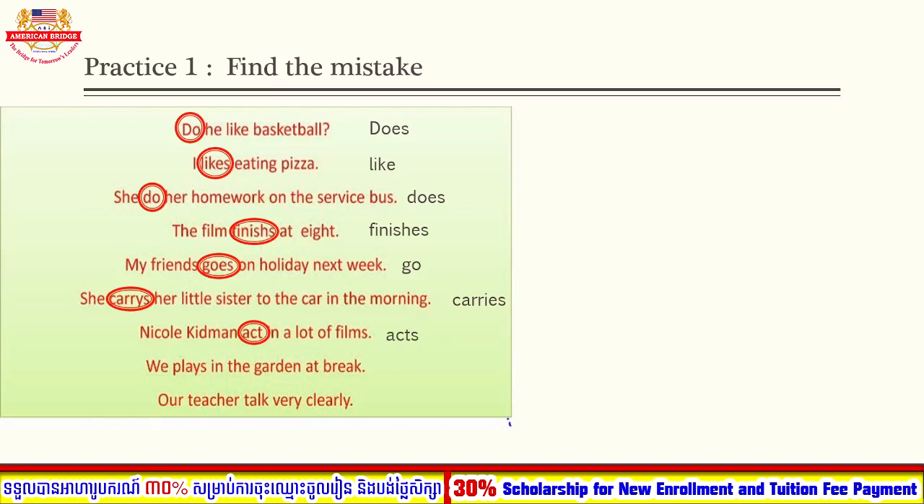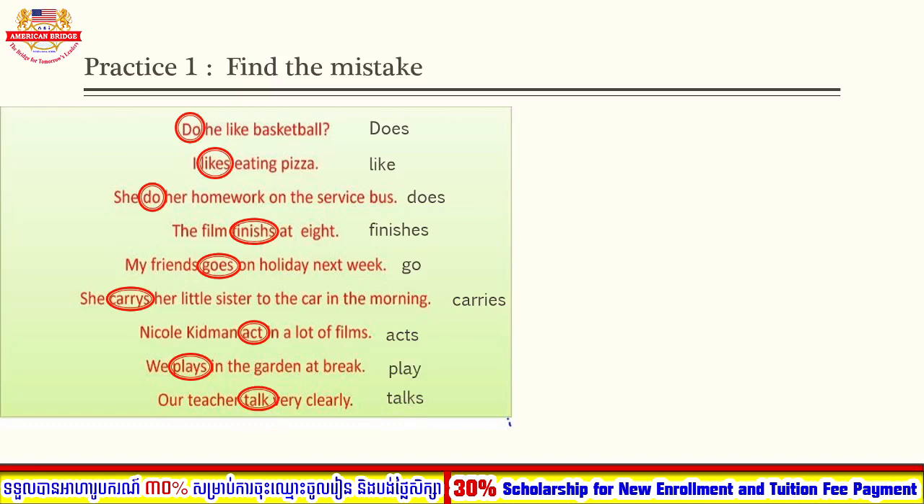We plays in the garden at break. So the mistake one is play, right? Okay, so we need to write like this, play only, don't have s. So the last sentence is our teacher talk very clearly. So we need to circle this one, talk. So we need to write like this, talks, right?